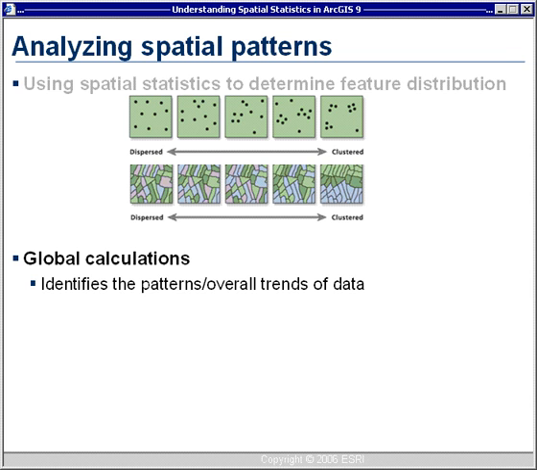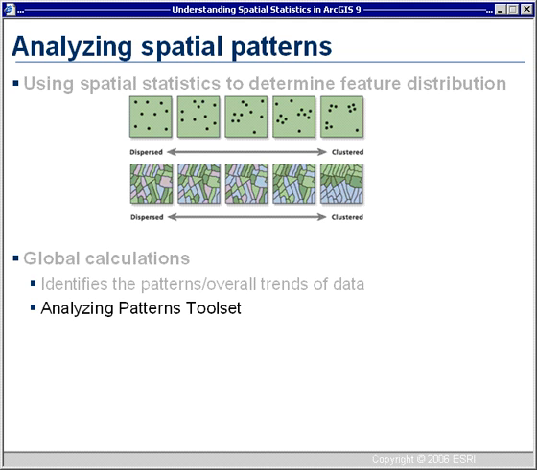We have 2 toolboxes in the ArcGIS for analyzing spatial patterns. These toolboxes contain different approaches to the analysis. The first approach, global calculations, identify the overall patterns or trends in the data. These types of statistics are very effective when we have a lot of complex, messy data, and we're interested in understanding broad overall trends. You can think of it as if you were taking all of your features and dumping them into the statistics crockpot. After they have simmered a bit, you will get a number or 2 that summarizes the overall spatial pattern of the data.